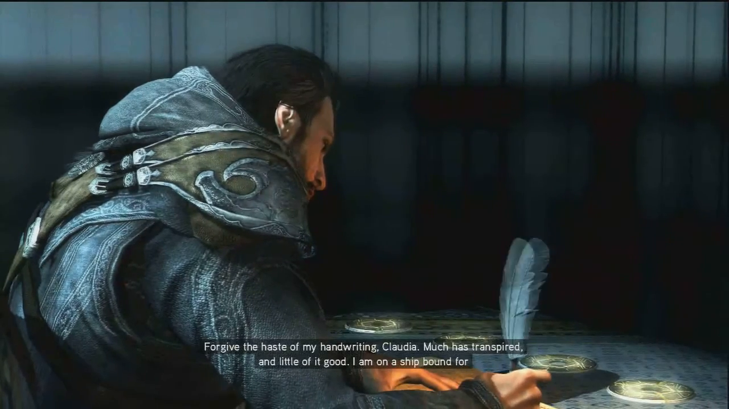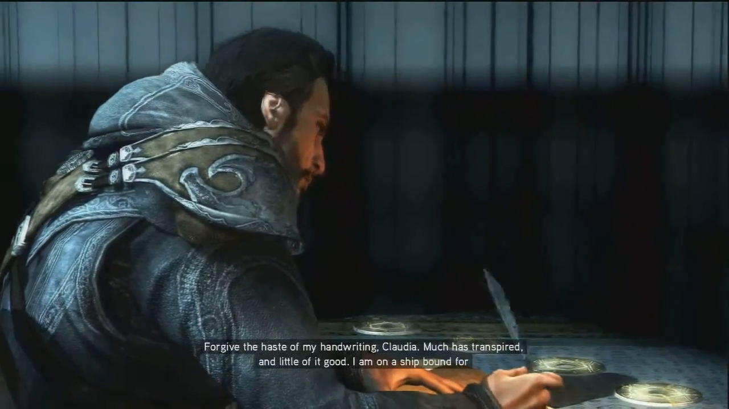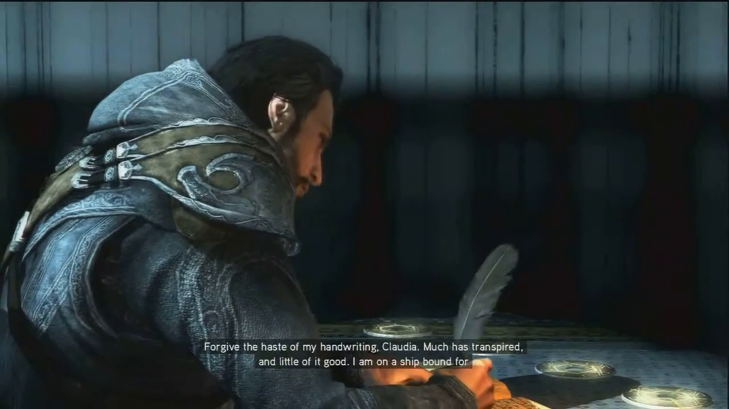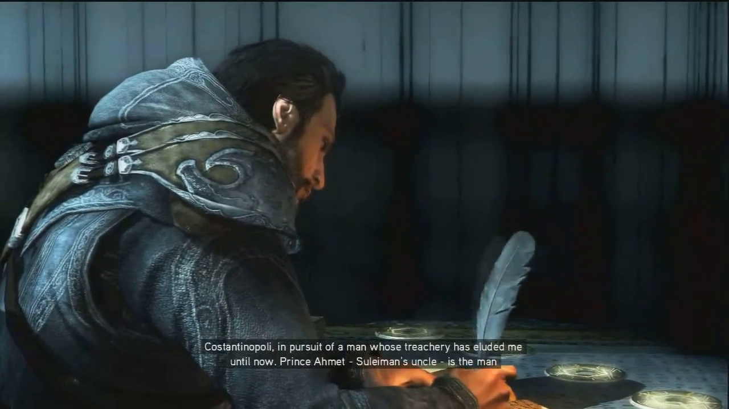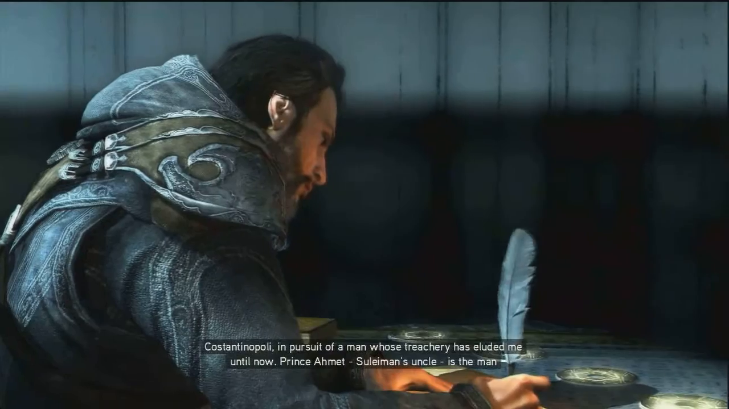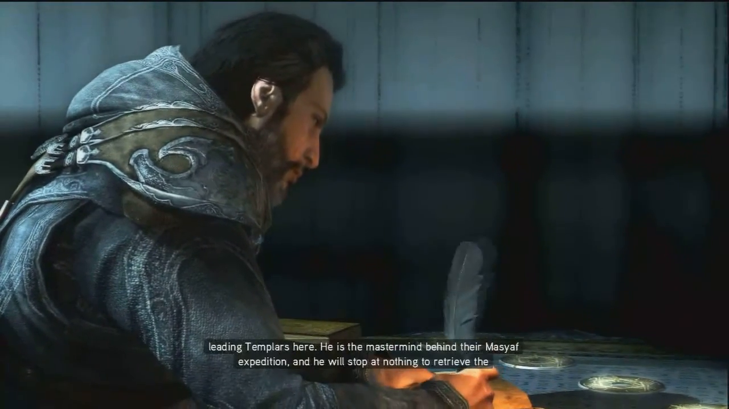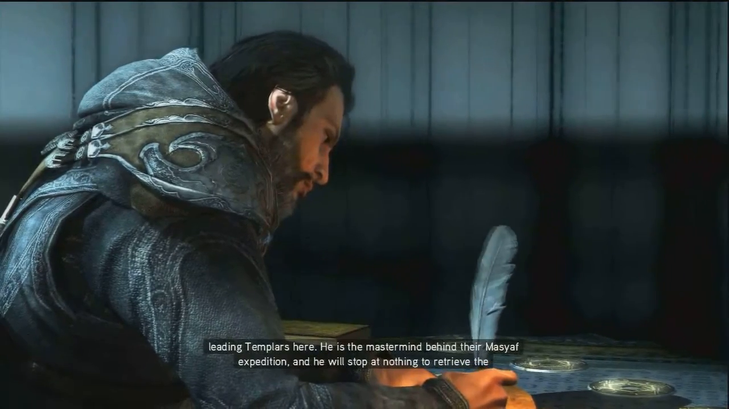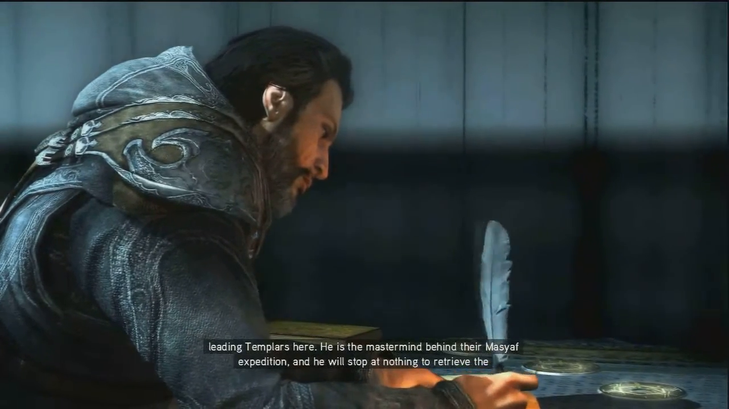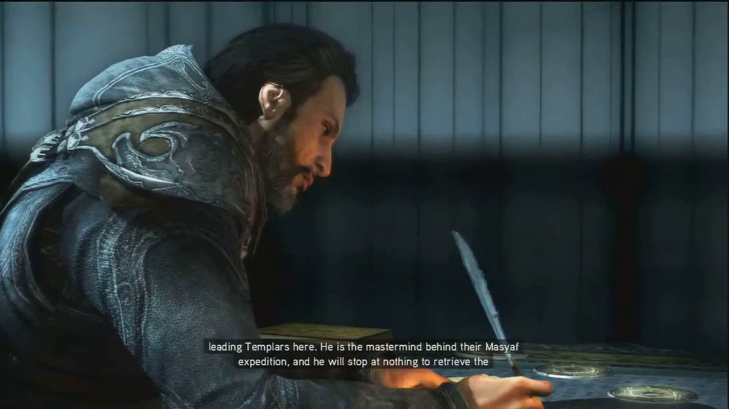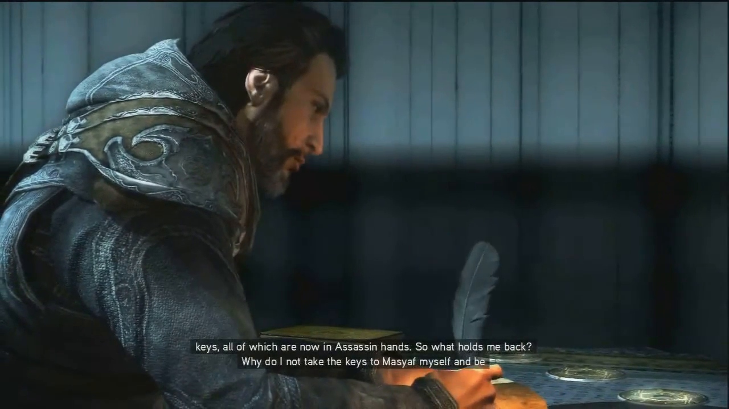Much has transpired, and little of it good. I am on a ship bound for Constantinople, in pursuit of a man whose treachery has eluded me until now. Prince Ahmed, Suleiman's uncle, is the man leading the Templars here. He is the mastermind behind the Masyaf expedition, and he will stop at nothing to retrieve the keys, all of which are now in assassin hands.